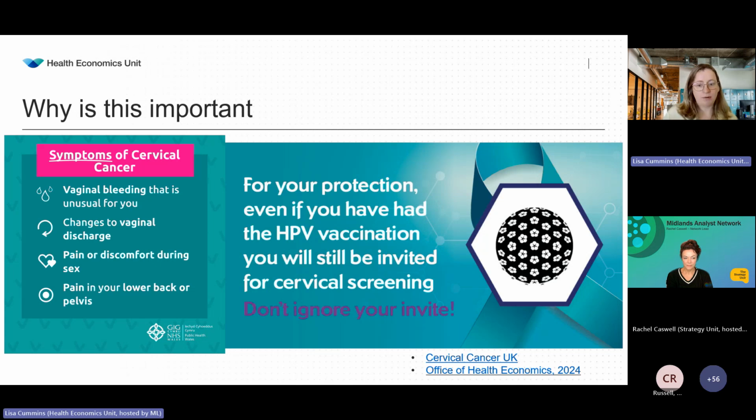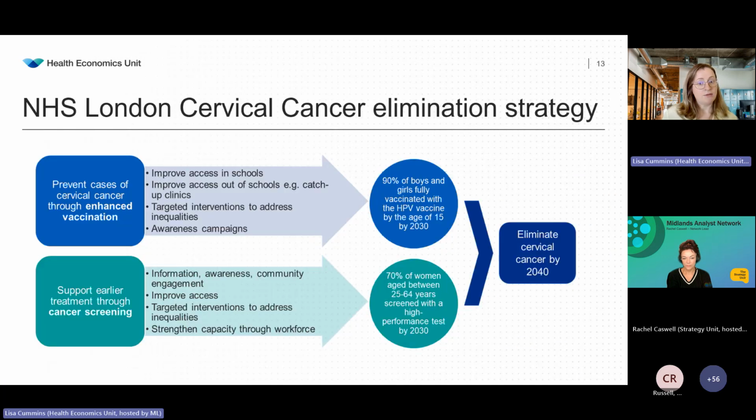In 2020, the World Health Organization launched a strategy calling for the elimination of cervical cancer by 2040. So by that, they wanted to achieve an incidence of 4 cases per 100,000 population by 2040. In 2023, the NHS set its own ambition, aligning with the World Health Organization Global Initiative. In response to NHS England's strategic aim, NHS London region established its own elimination strategy.